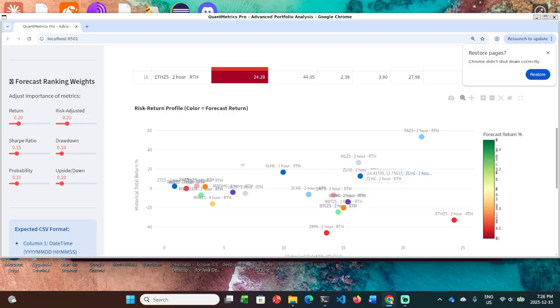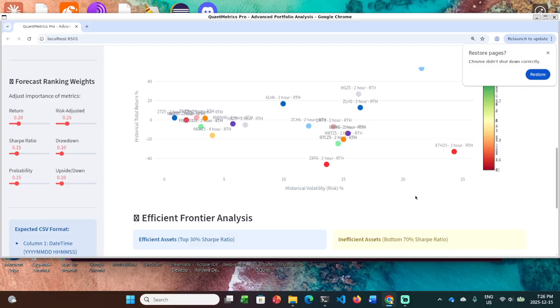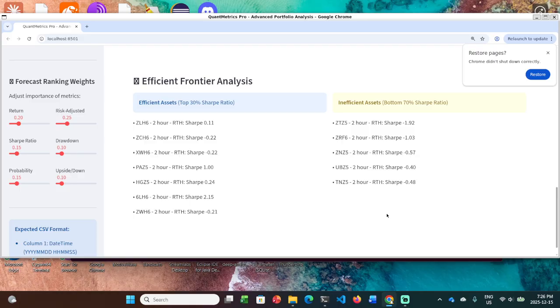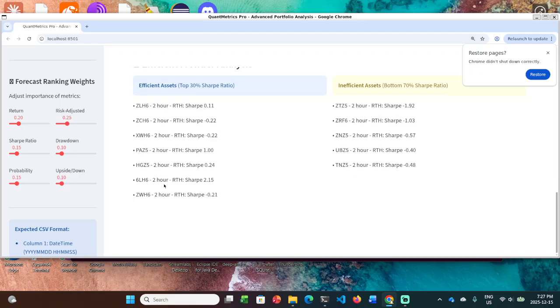And here's the overall risk return profile. So this one, the Palladium looks pretty good, with total return and higher volatility. Here, the only crypto you have is Bitcoin and Ethereum, and they're both negative, because a lot of people ask that. There's a bunch of other ones as well. The only ones that seem to be decent are the ones that are already highlighted, the Real and Palladium with the Sharpe ratios here. 6LH6, that's again the Real.